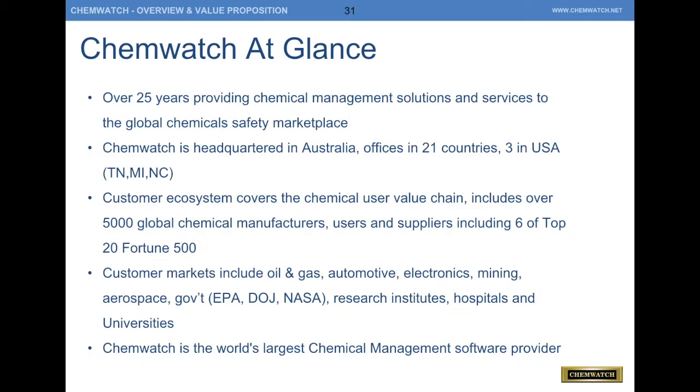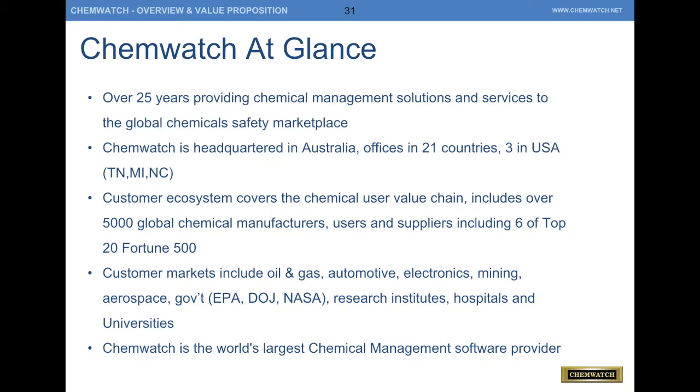So, a quick summary on Chemwatch. We've been doing this for about 25 years, actually over 25 years. We're headquartered in Australia. We have 3 offices in the US. Our ecosystem covers 6 of the top 20 Fortune 500 companies. We have about 5,000 global clients. Anybody that uses chemicals could be a potential customer for us: oil and gas, automotive, electronics, mining, anybody.